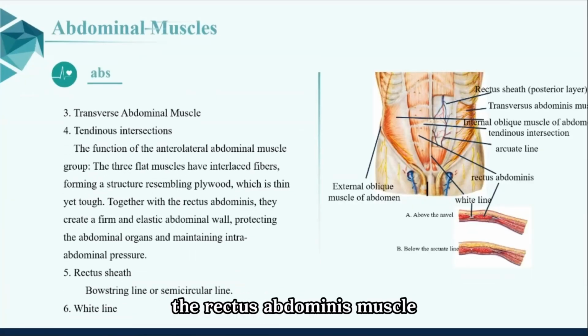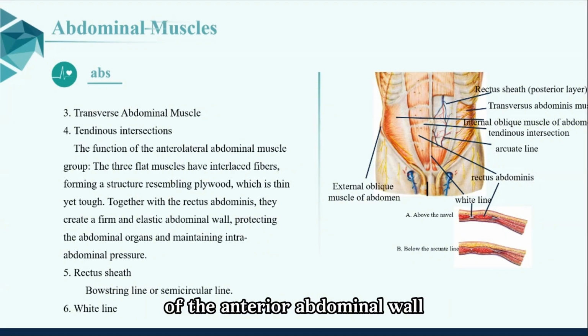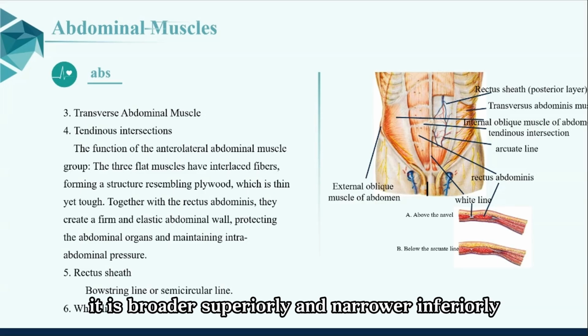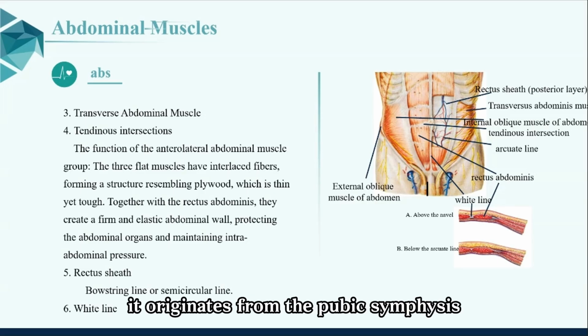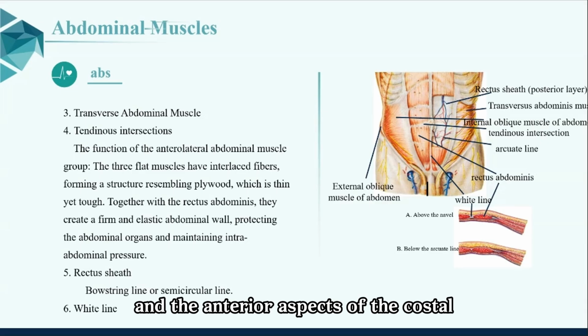The rectus abdominis muscle is located on either side of the midline of the anterior abdominal wall. It lies within the rectus sheath. It is broader superiorly and narrower inferiorly. It originates from the pubic symphysis and the pubic crest. Its muscle bundles ascend to insert into the xiphoid process of the sternum and the anterior aspects of the costal cartilages of the 5th to 7th ribs.